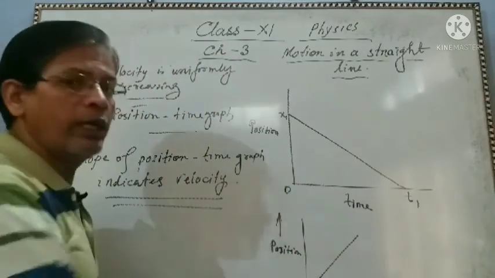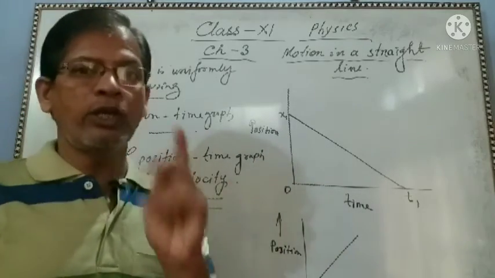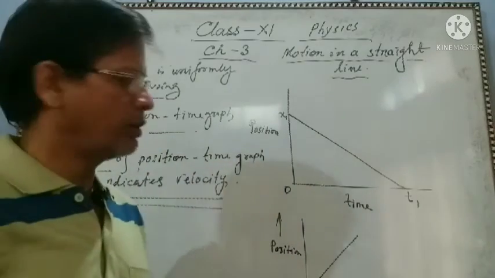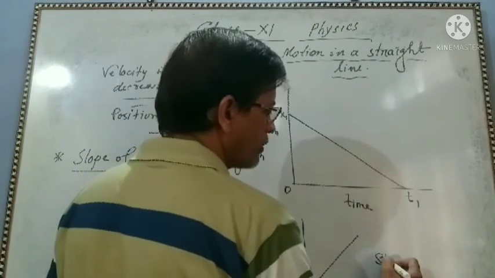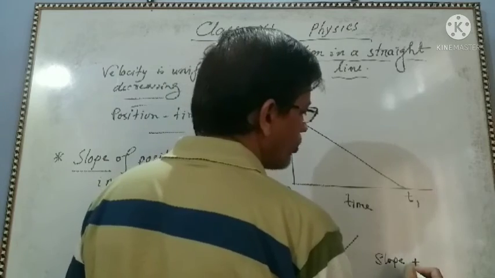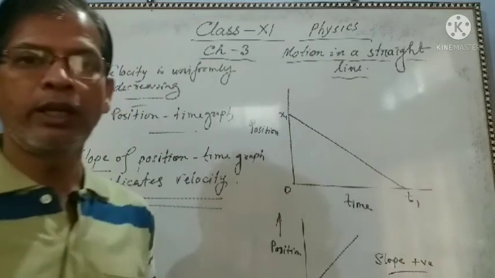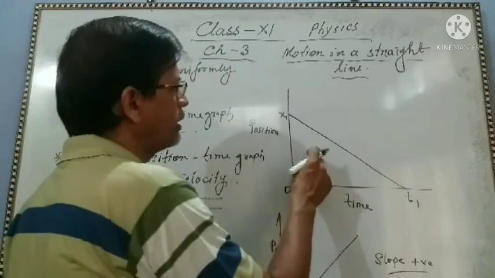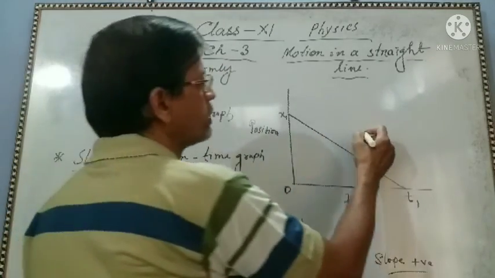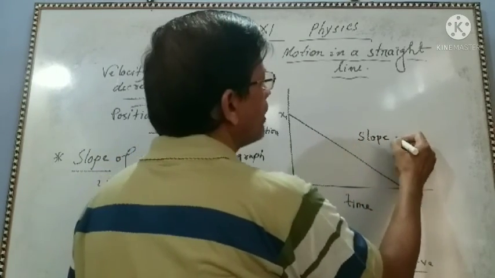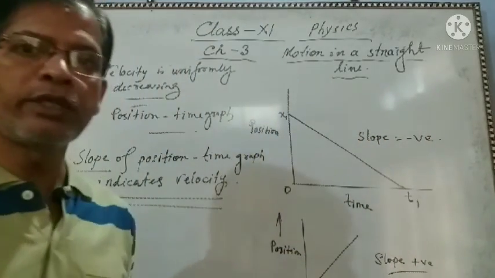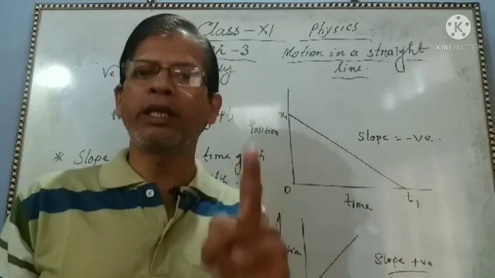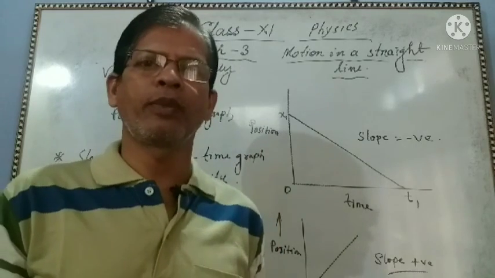These two graphs, try to understand clearly and properly. In this case, slope will be positive. What does it mean? Uniform velocity, it is positive velocity. And here slope is negative. Means here uniform negative velocity. Clear? Okay, bye.